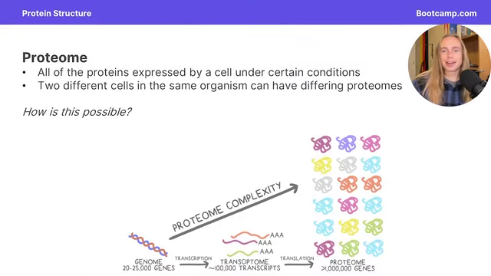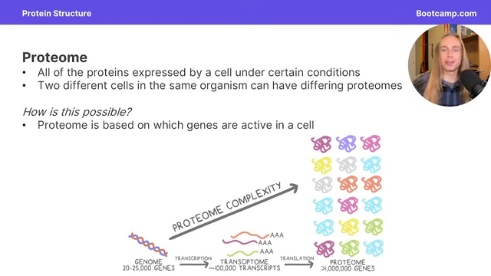To start off, we're going to talk about a proteome. So you may recall that a genome is basically all of the DNA within a cell. A proteome is basically just all the proteins within a cell. It's possible for two different cells in the same organism to have different proteomes. How do you think this is possible?